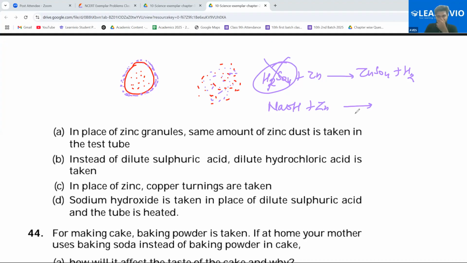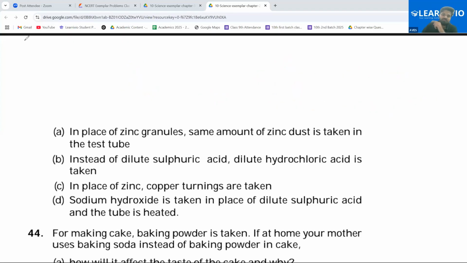Yes, sir. No, no, no. Water will be produced. No. H2 will be produced, right? Because it will form sodium zincate and H2. Yes, it will form sodium zincate plus H2. Water will form if we have zinc oxide instead of zinc. Okay, got it? Now you understood the concept. Yes, sir.